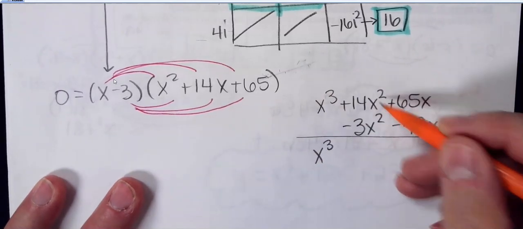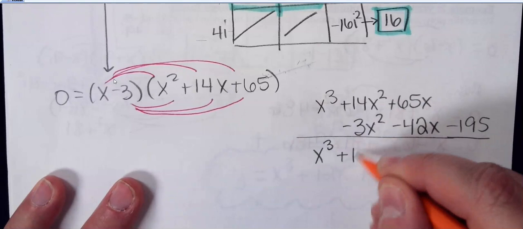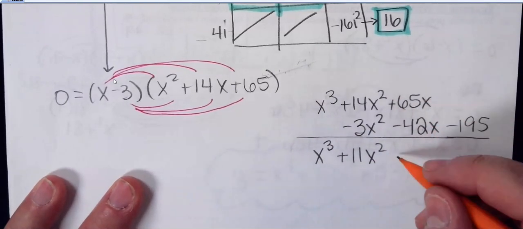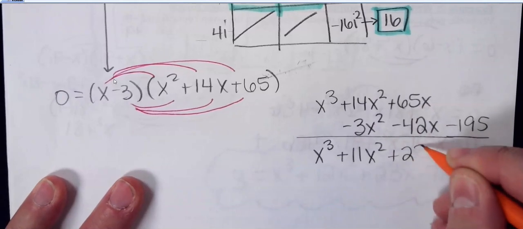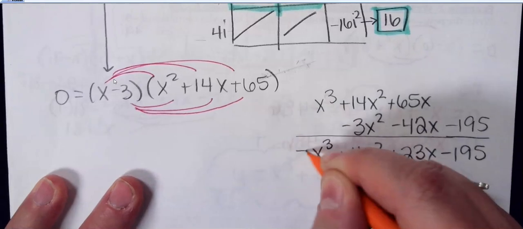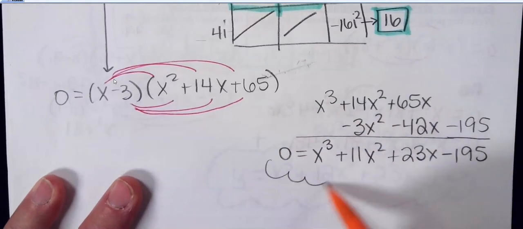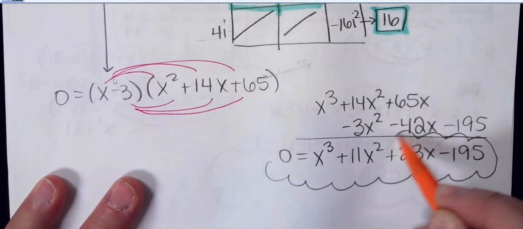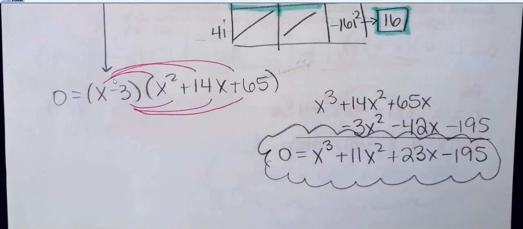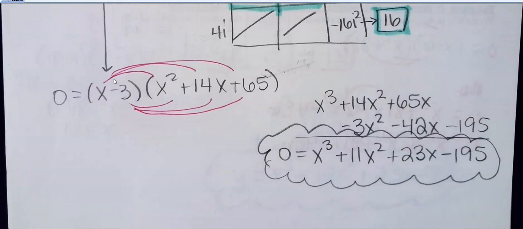14x squareds minus 3x squareds is 11x squareds. Let's see, 65 minus 42 is 23x's, and then there's nothing to combine that negative 195 with. So then this polynomial has zeros of 3, and then plus or minus negative 7, or sorry, negative 7 plus or minus 4i is what I meant to say there.